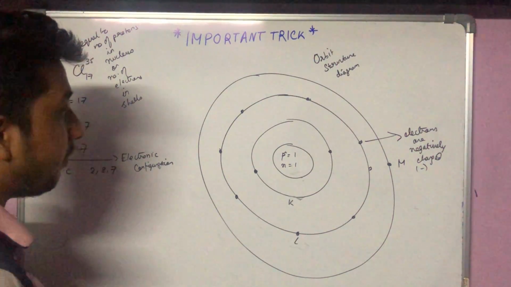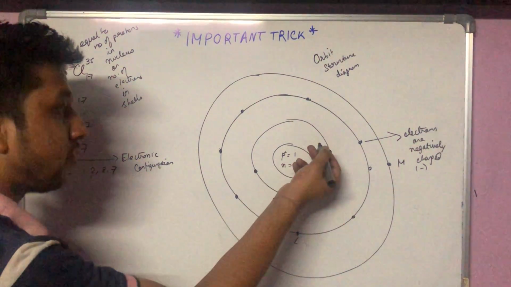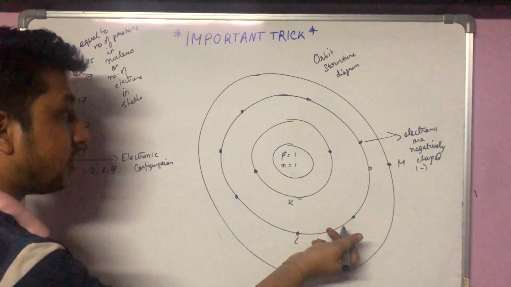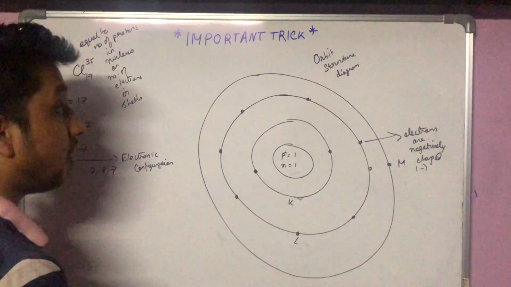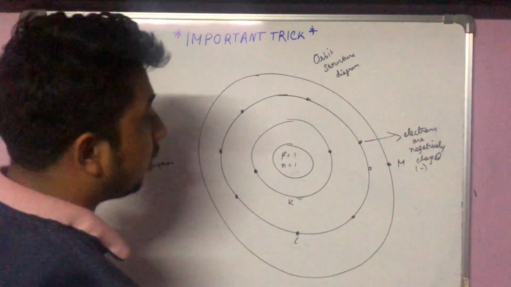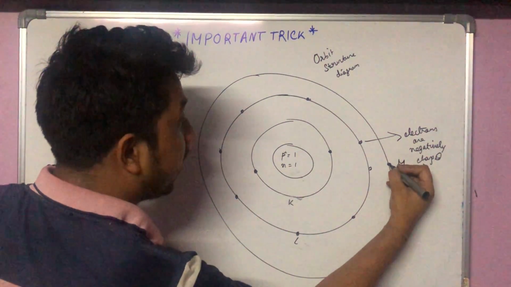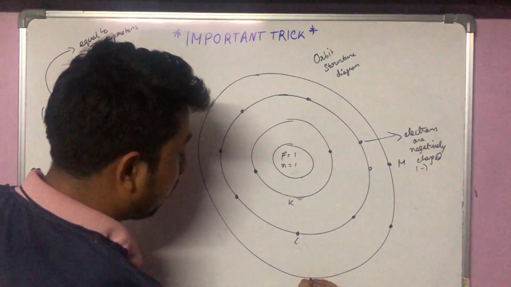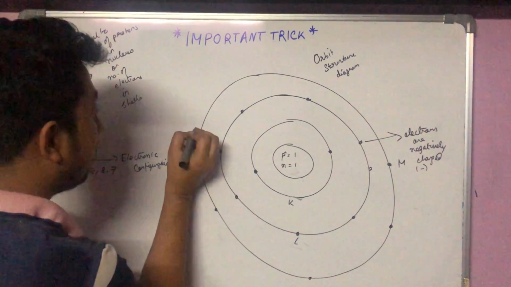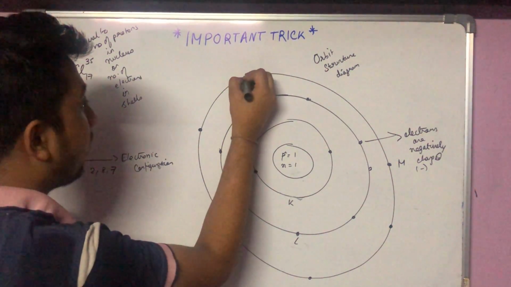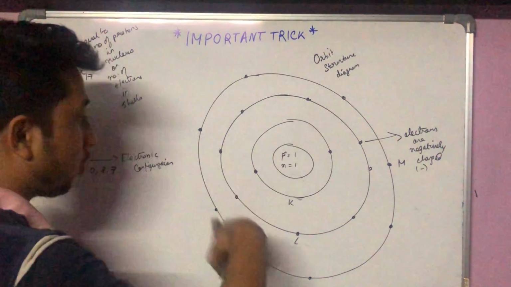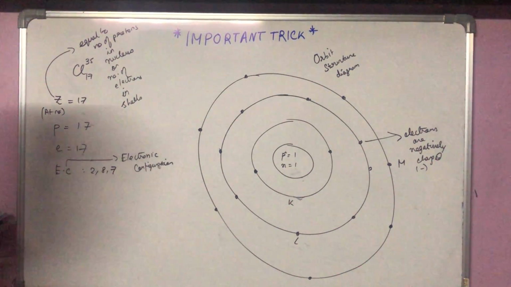So when we draw the orbit structure diagram, we will have 2 electrons in the first shell, 8 electrons in the second shell, and this time we will have 7 electrons in the third shell, that is the last shell. Here there is 1 electron already, so I will draw 6 more, 3, 4, 5 and 6. So total 7 electrons in the last shell.